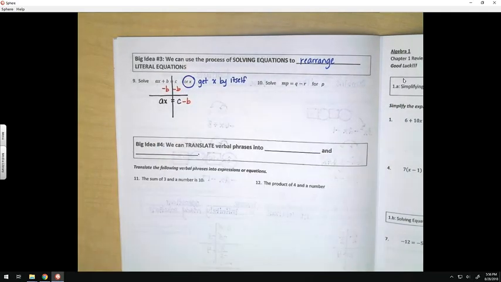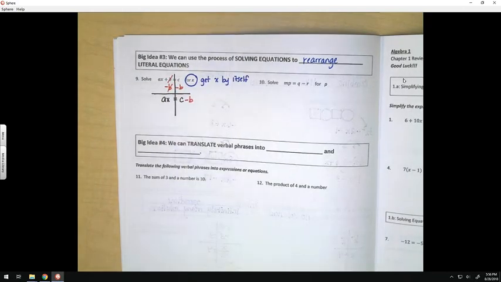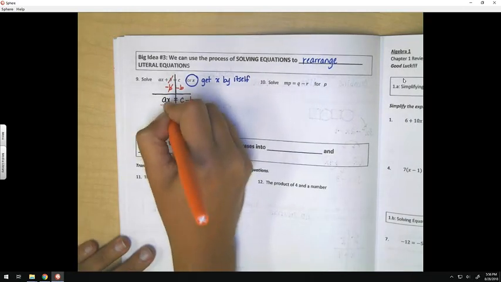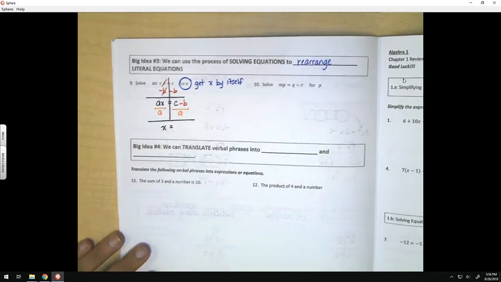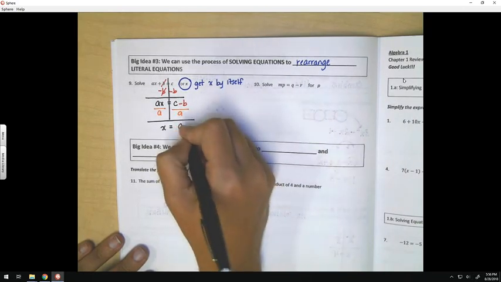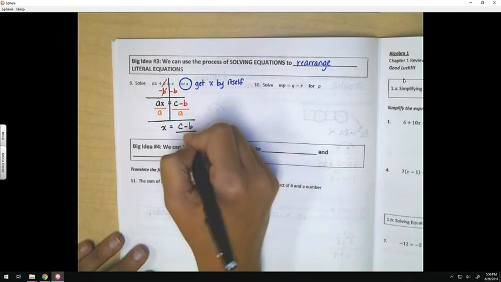Those are not like terms, so they can't be combined, so I'm just going to write them both down separately. Next, I'm going to divide by a on both sides. So in the end, I have x by itself, which is what I wanted, equals, since none of these are like terms, I'm just going to keep it c minus b all over a.